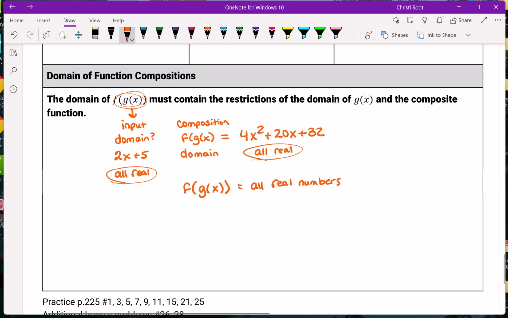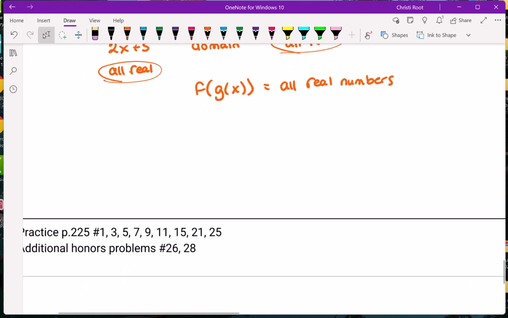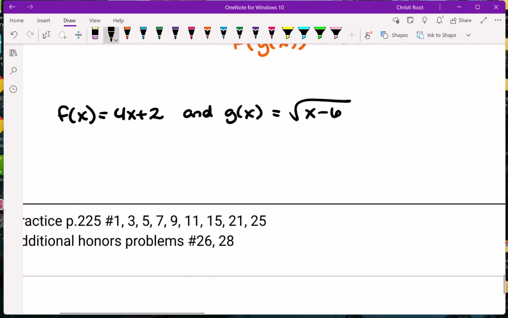Okay, let's look at one that has a limited domain. So I'm going to give you a new f of x and g of x. So this g of x is limited because that is a square root function. This one is not limited. It's going to be all reals. So let's take, for instance, f of g of x. So same basic composition, but just different functions.